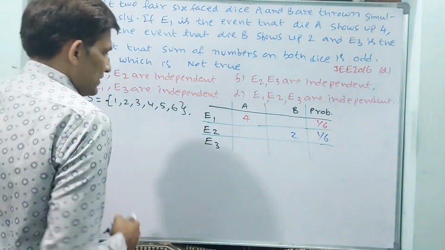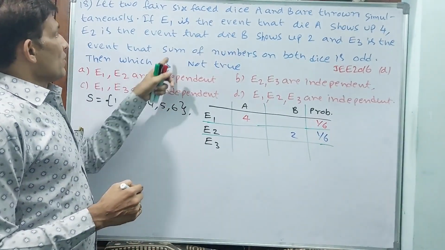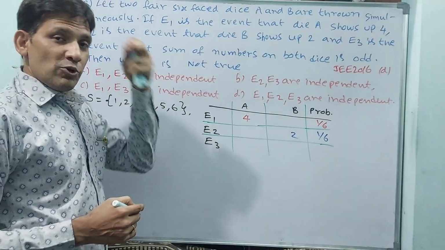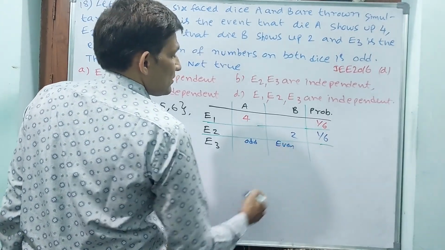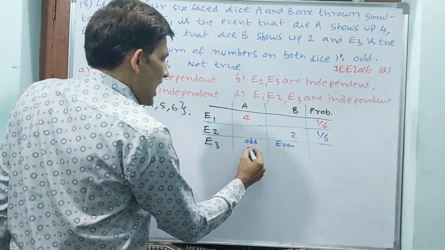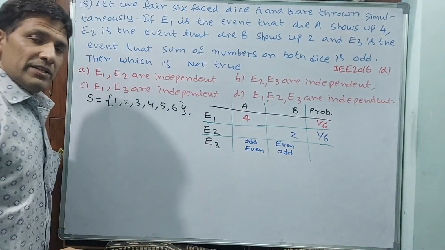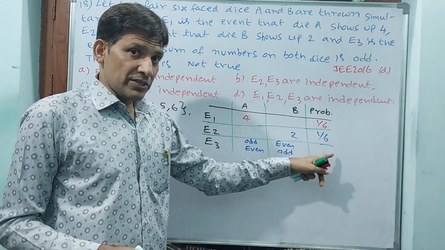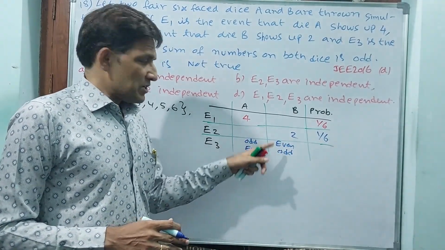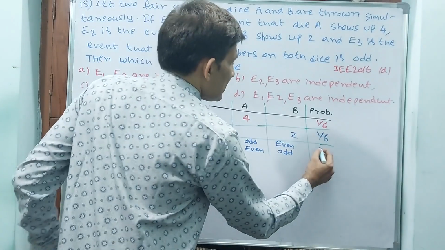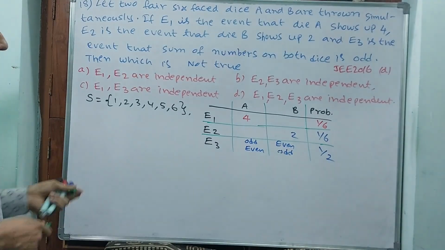Now come for E3. Here E3 is that the sum of numbers on both, A plus B, should become odd. That means if one is odd, the other should be even, then odd will come. Or else if one is even, then the other should be odd. Then only it will happen. See here, odd means even comes, even means odd comes. That means 2 more options are there. Total 4 options, 2 options favorable. 1 by 2 probability. Total 1 by 2. Now come back here. This is the table.